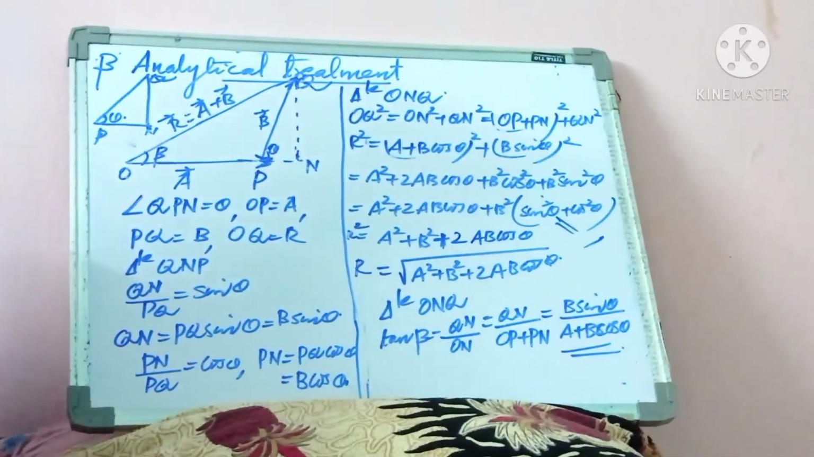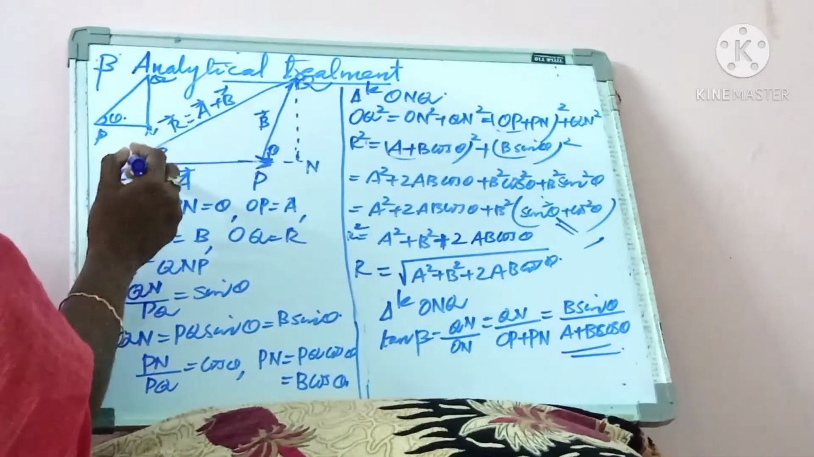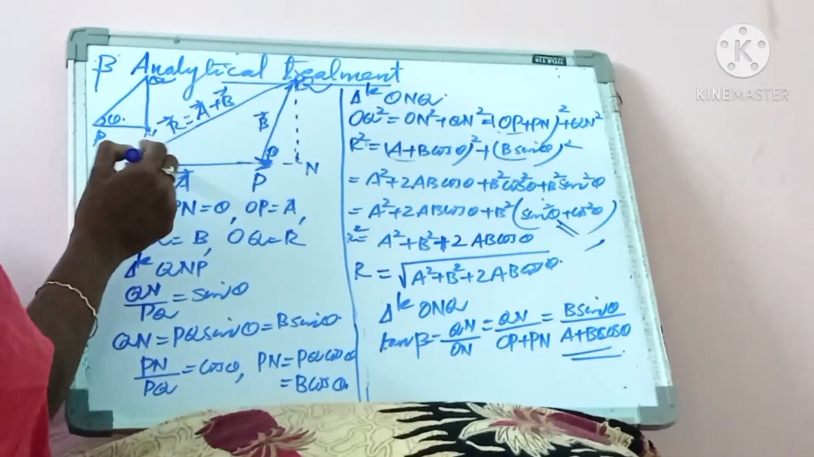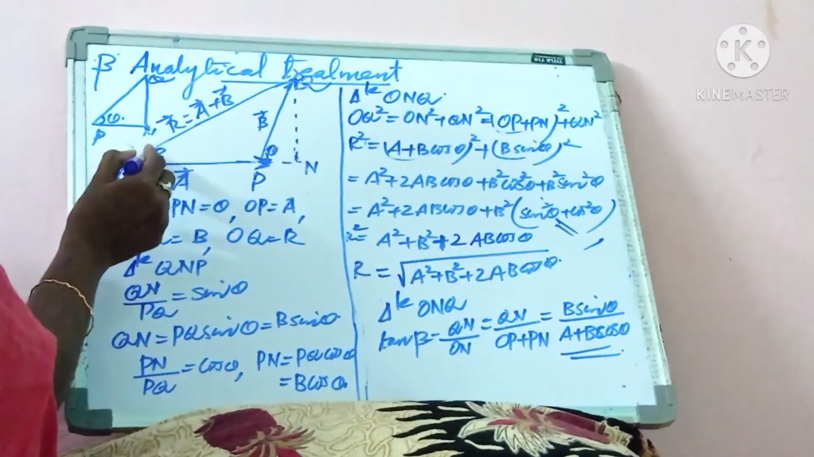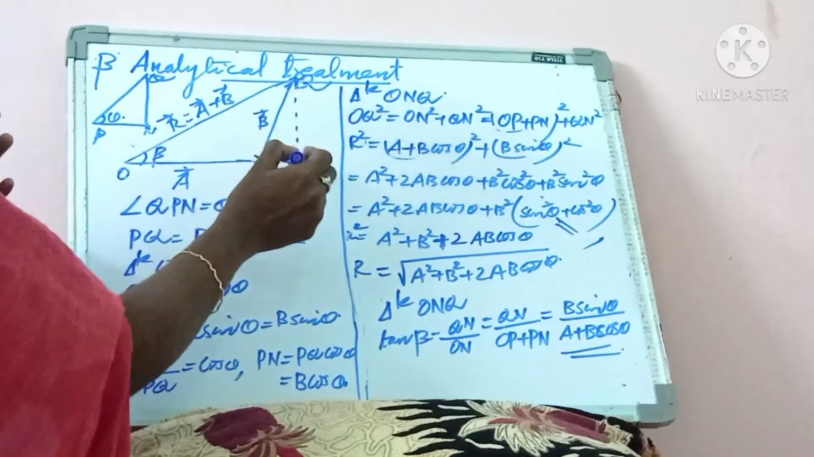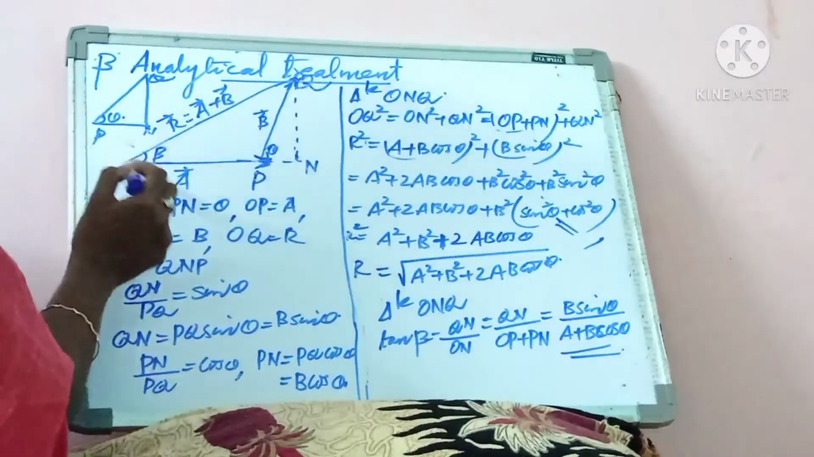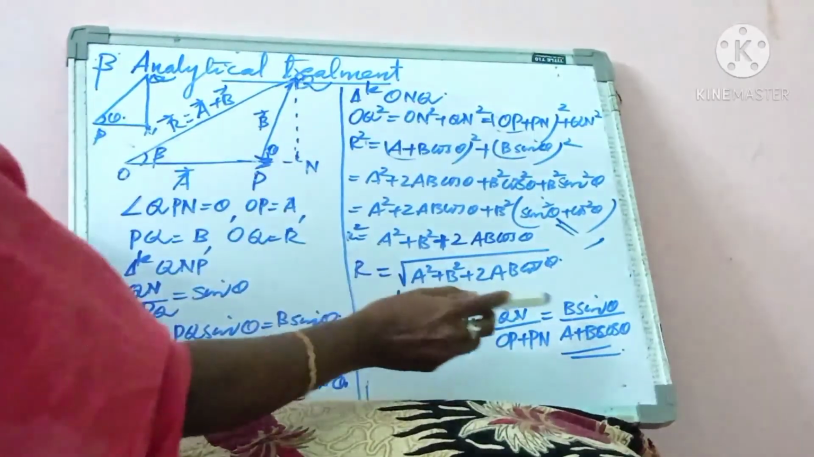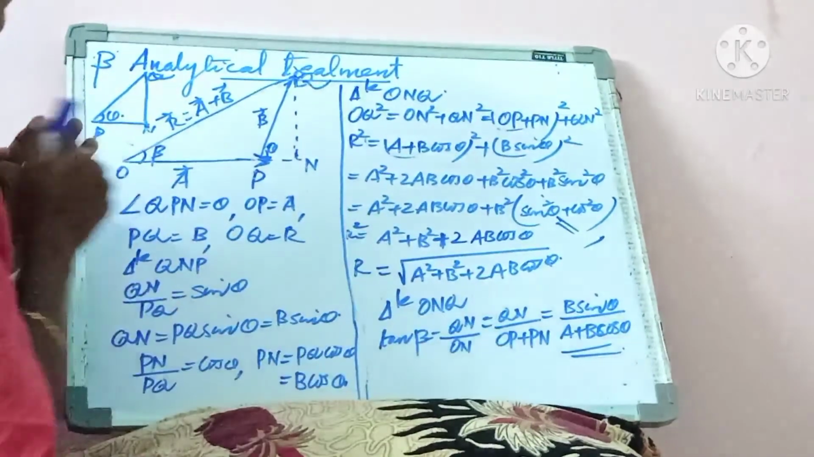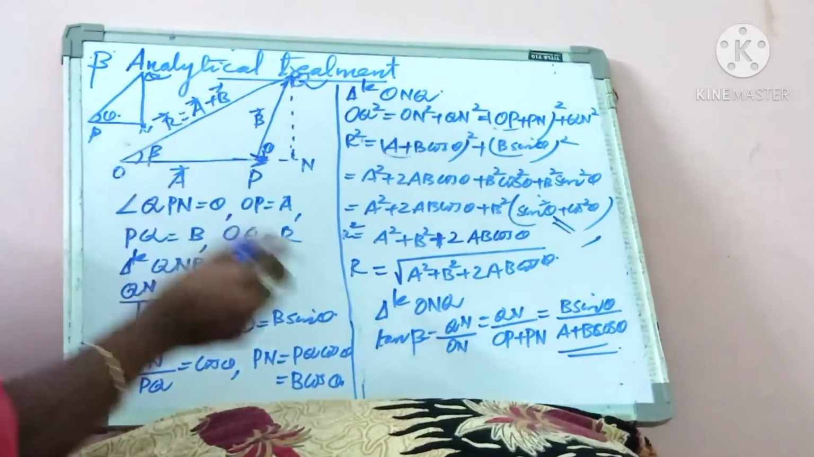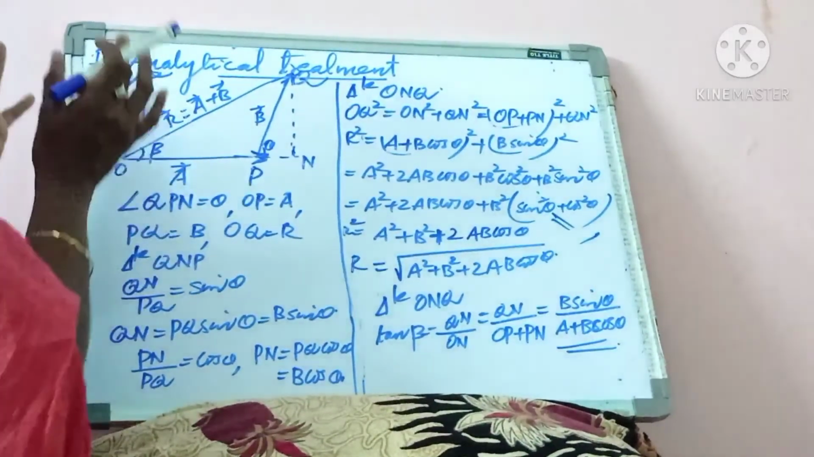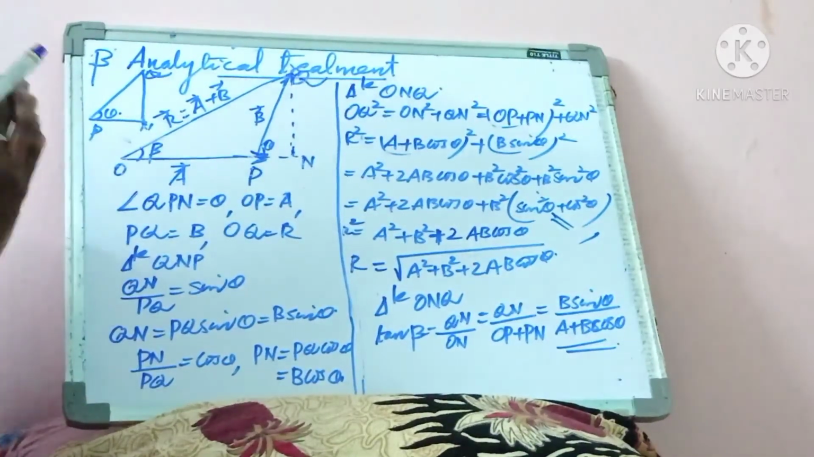Then next we can find its direction. For that, we are considering the triangle ONQ. In that, the resultant vector R makes an angle beta with the vector A. So we can write tan beta as QN divided by ON. But ON can be written as OP plus PN. So tan beta equals B sin theta divided by A plus B cos theta. That is the direction of the resultant vector R. That is about the analytical treatment of the triangle law of vector addition.